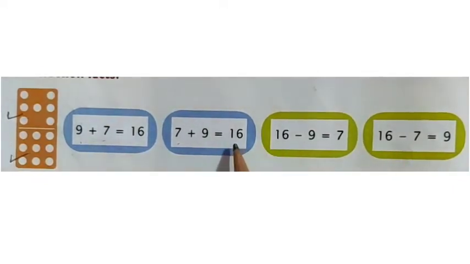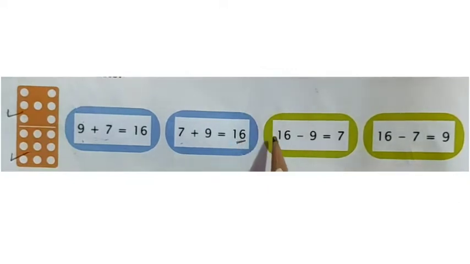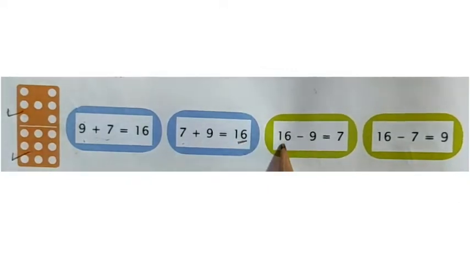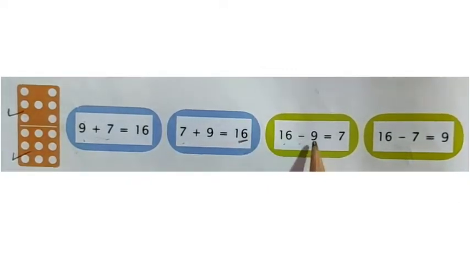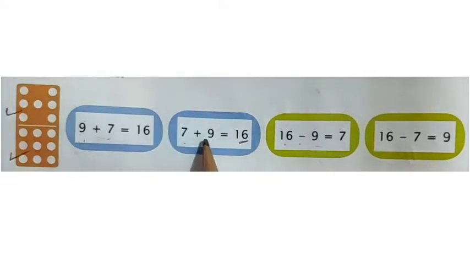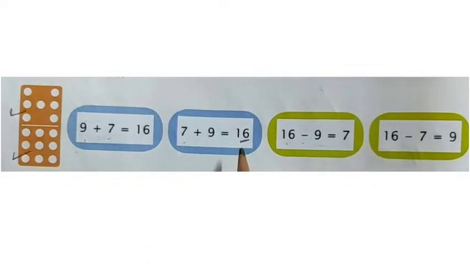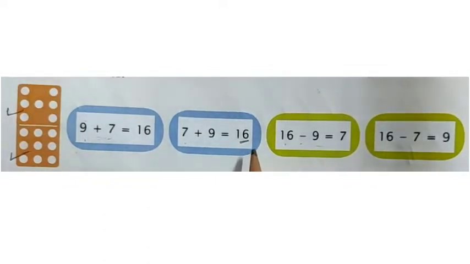First write down the sum. What is the sum you get here? The same sum number you have to write down here, that is 16. 16 minus 9 equal to 7. These only three numbers we have to use. Don't use any other numbers. What are the numbers we have counted and written? Only these numbers we have to use, children.